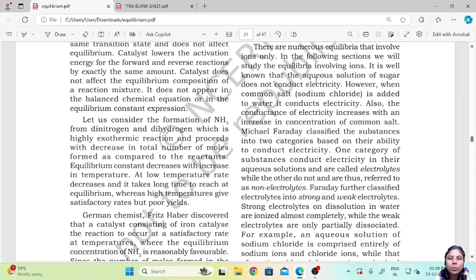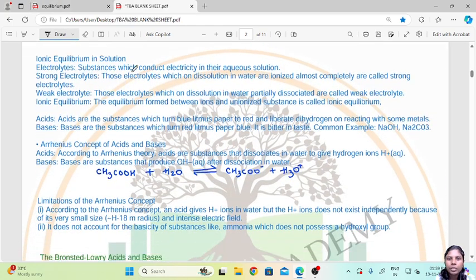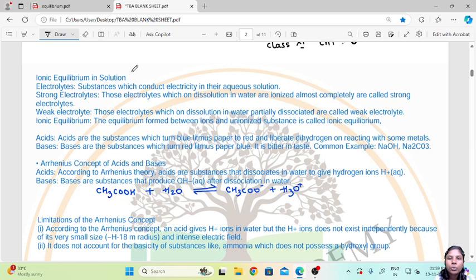Now it is well known that the aqueous solution of sugar does not conduct electricity. So why is it so? Whatever the solution is, some of them will conduct electricity, some of them won't. So why is that happening? If we look at ionic equilibrium in solutions, if we have a solution which is conducting electricity, we say there is a flow of ions happening. And then we have something known as electrolytes.